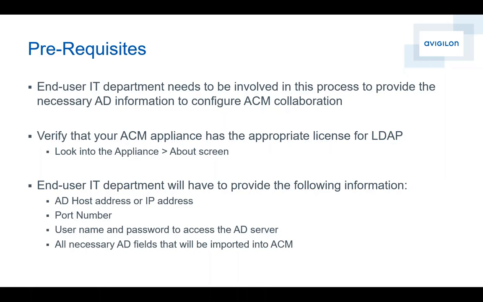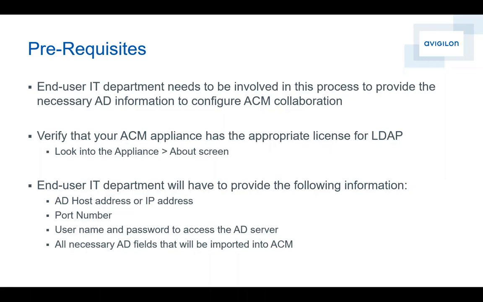The end user IT department will have to provide you some very important information. Here are some of the items that you need to have before you start the configuration. You need the IP address or host name for that Active Directory server, the port where that server is listening for communication, the username and password with the right access on that Active Directory, so you can connect to the Active Directory and create the synchronization. And also all the necessary fields in Active Directory that will be synchronized with ACM.